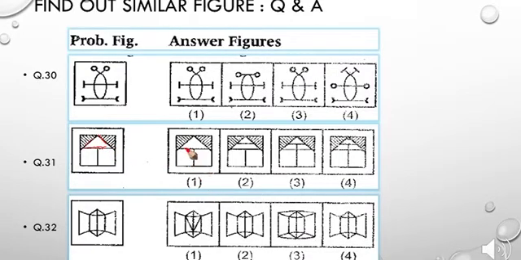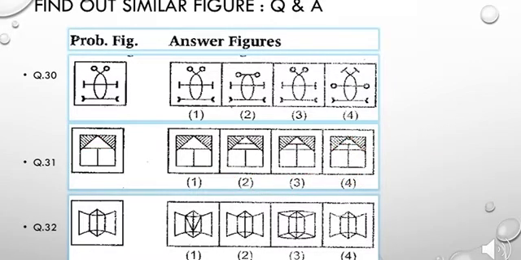In option 1, yes, the triangle is there, it is completely blank from inside. So this could be the answer. Let's check option 2. There is a triangle, but inside there is a design, there is a line. This can't be the answer. In option 3, there is a triangle formation, but inside that there is a line. This can't be the answer. In option 4, we see there is a formation of a triangle, but there is a design, there is a line inside, which can't be the answer. So option 1 is the correct answer for question number 31.